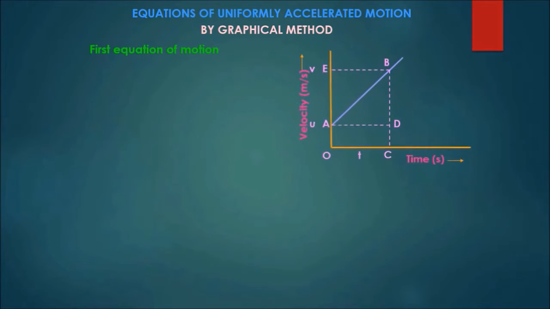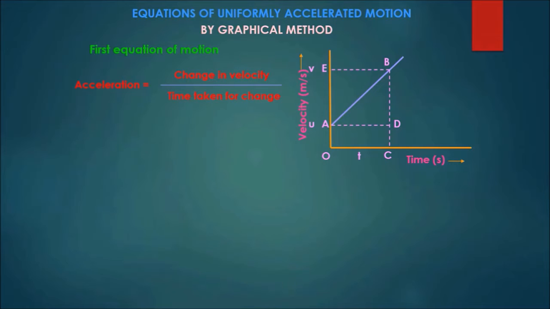Welcome students. In today's session, we shall learn to write down the equations of motion by graphical method. We shall look into a uniformly accelerated object. The first equation of motion. Let us assume that a body is traveling with an initial velocity u and it reaches a final velocity v in time t. This is the graph representing the motion of the object.